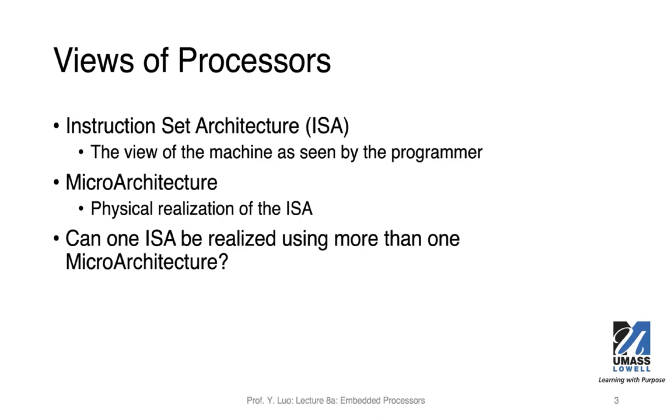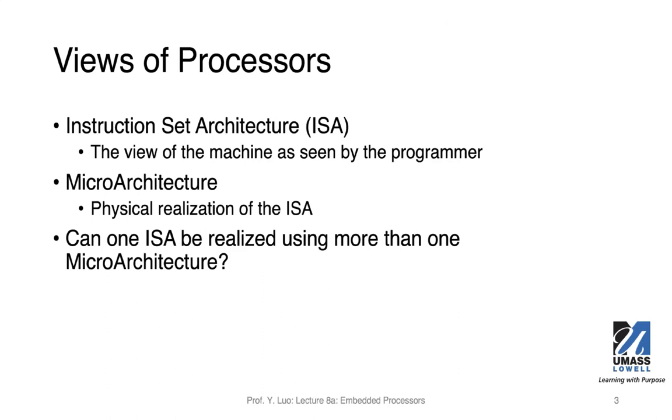So the microarchitecture defines, for example, do you use out of order execution? Do you do branch prediction? These types of things are more related to performance improvement of a particular design, or power consumption optimization, but it will not change the instruction set architecture. So it will not affect the programs that you write in assembly language.